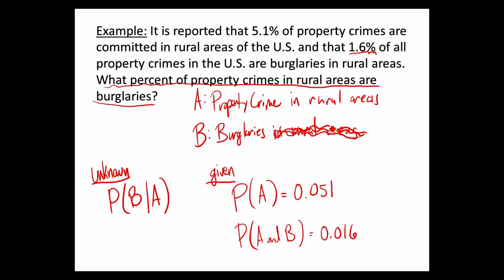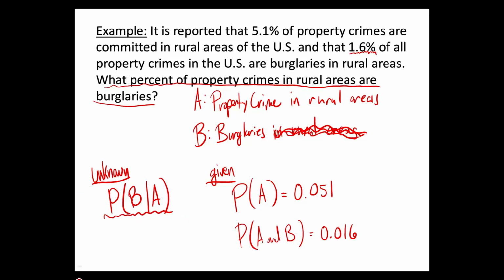It's saying that if you look at the whole United States as a whole, 1.6% are burglaries in rural areas. Isn't that A and B? Rural area crimes that are also burglaries. Oh yeah. So when you make the two pies, it's the little section in between? Yeah, it's the intersection. It's saying that if you randomly pick a crime file from all of the United States, 1.6% of them are burglaries in rural areas. That's A and B. This is our unknown value, right?